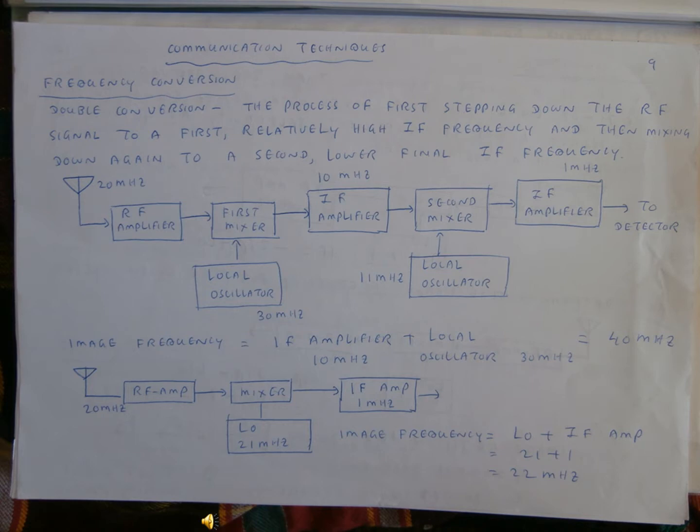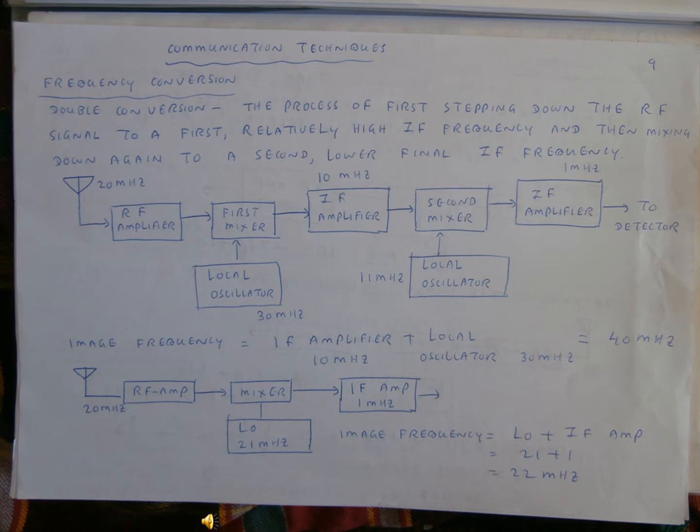Now we will be talking about the communication techniques. In a communication system, in the frequency domain, we need to convert the frequency. So frequency conversion will be the double conversion. It is the process of first stepping down the radio frequency signal to a relatively high intermediate frequency, then mixing down again to a second, lower, final intermediate frequency. This is the frequency conversion.